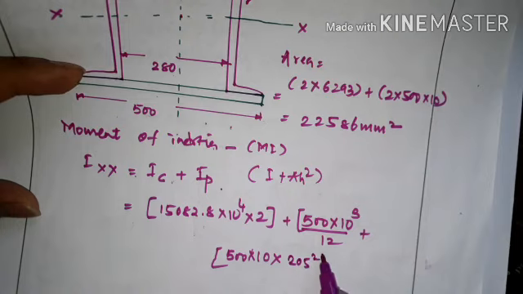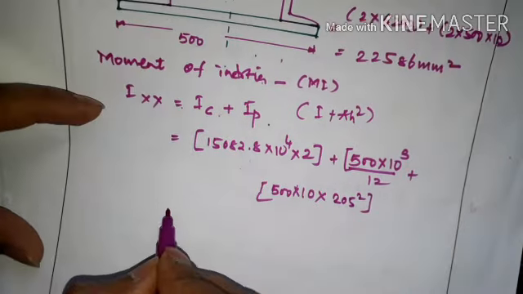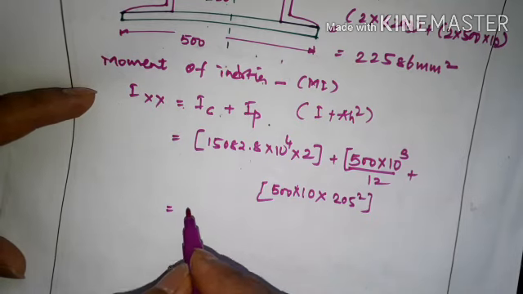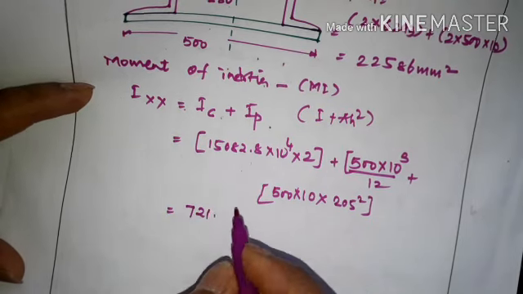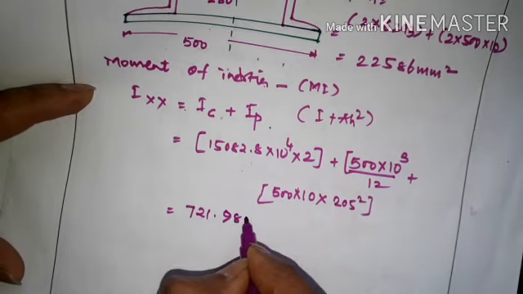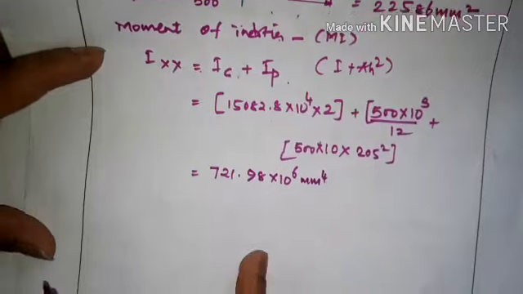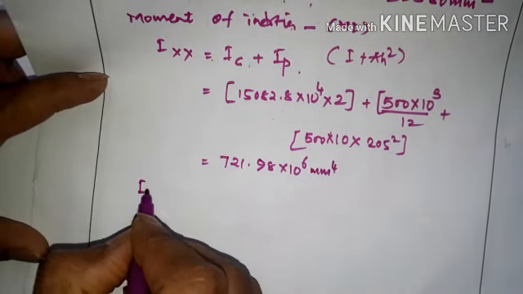205 square, I plus a square. So calculate here. So we have got that as 721.98 into 10 raised to 6 mm raised to 4.